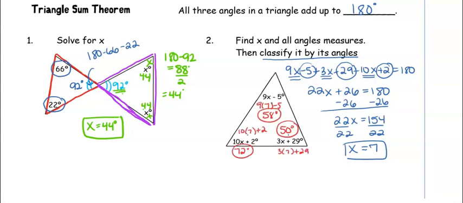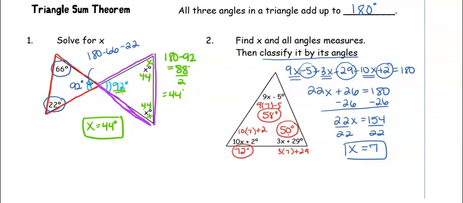Okay, go ahead and check your work and see how you did. We found that x was 7 together. When I plugged it in, since x was 7, I substituted 7 into each of the expressions in each corner for each angle. I found one angle was 58, one was 72, and the other one was 50.